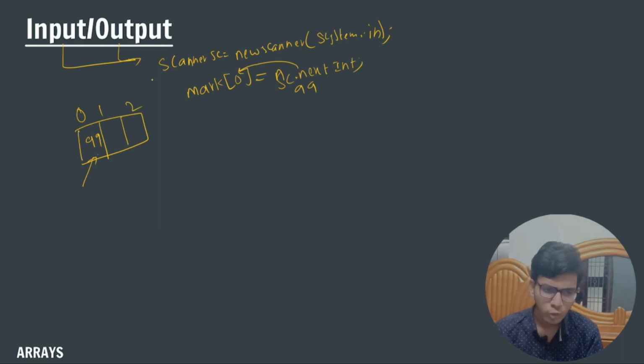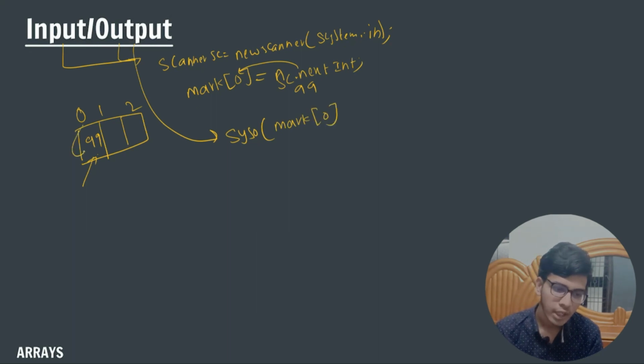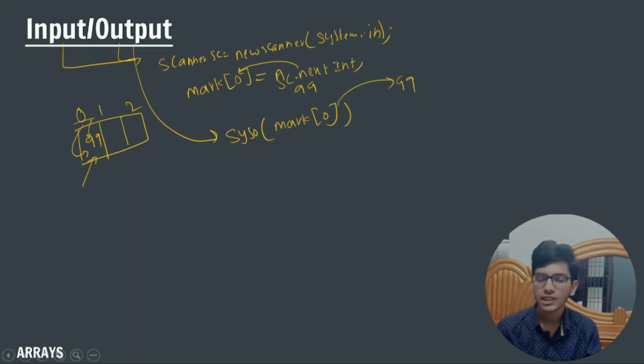So to print output we'll just write System.out.print and we'll print marks of 0. So at 0 index, whatever the value is, that will get printed. So here at the 0 index, the value is 99, so 99 will get printed. So this is how we will take input and print output to our user.